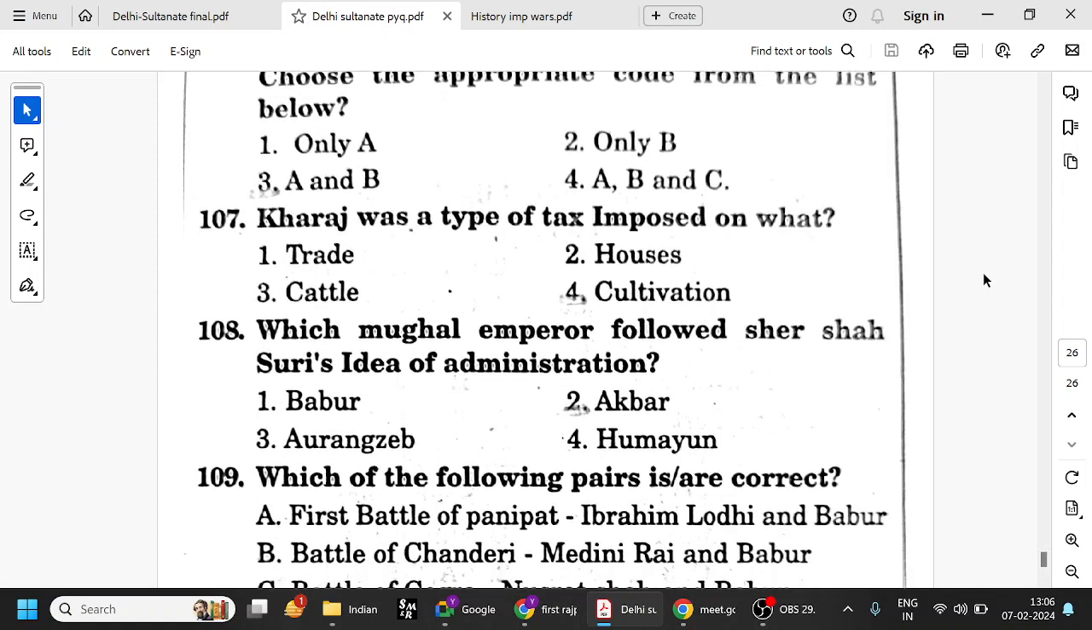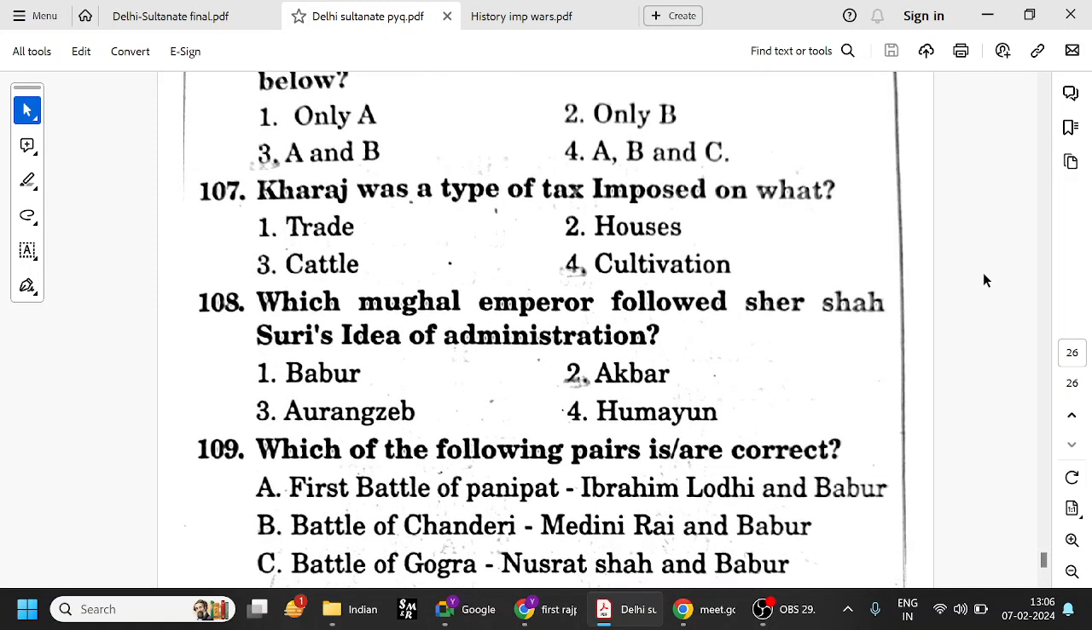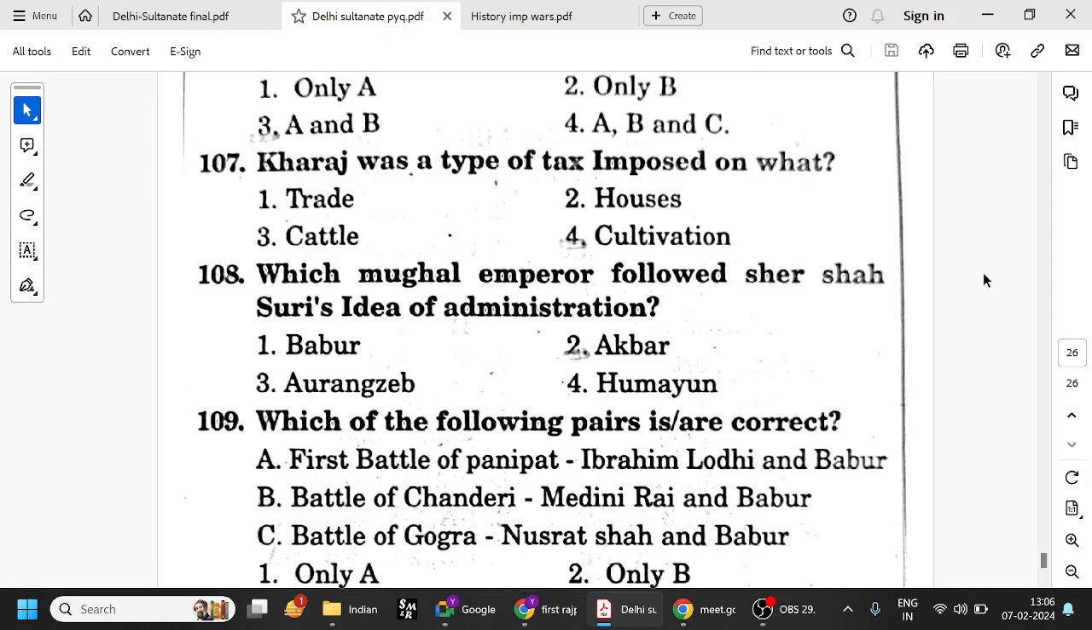Kharaj was a type of tax imposed on cultivation. Okay, remember that. You've seen the other types of taxes also, right? Whatever you can remember, remember. It's okay, not a big problem. So Kharaj was a type of tax imposed on cultivation.